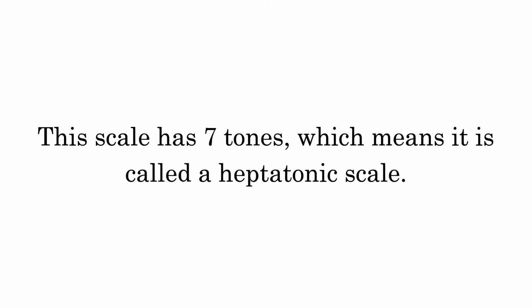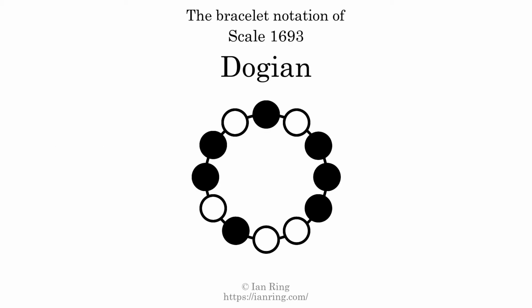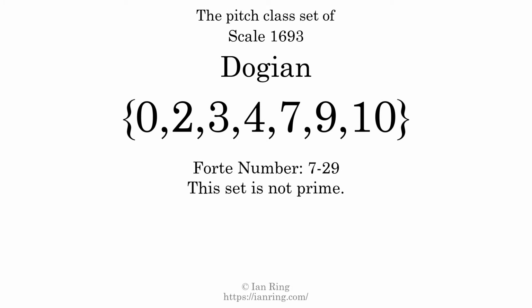This scale has 7 tones, which means it is called a heptatonic scale. This is a bracelet notation diagram of scale 1693. The shaded circles represent tones that appear in the scale, and they are read clockwise, starting at the top. The pitch class set for this scale is 0, 2, 3, 4, 7, 9, 10.